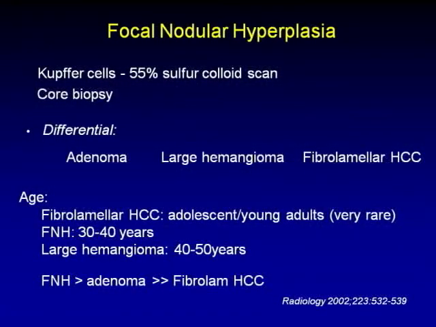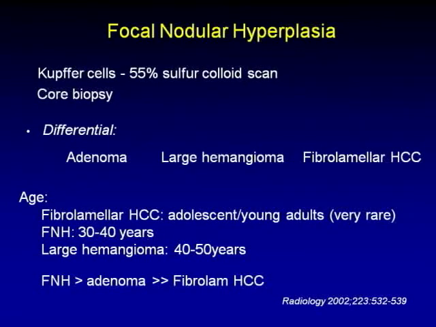Now, if you don't see the scar and you're uncertain about the diagnosis and it's an incidental finding, and like adenomas, FNHs occur more commonly in women in a similar age group, you can perform a sulfur colloid scan because these lesions frequently contain Kupffer cells. They're normal liver elements. If it's positive, then you're happy. But often it's not. So this is a sensitivity of the order of 55%. So what can you do then? Well, you can biopsy it if there's real concern, or you can just follow it up.